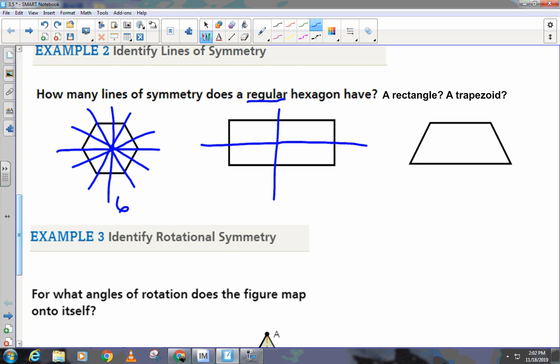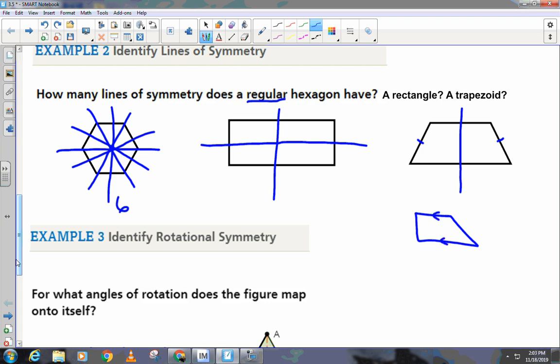Okay, what about the trapezoid? This one would have one if it was an isosceles trapezoid. You could go straight and have one right there. But this is also a trapezoid, as long as you have one pair of parallel sides.